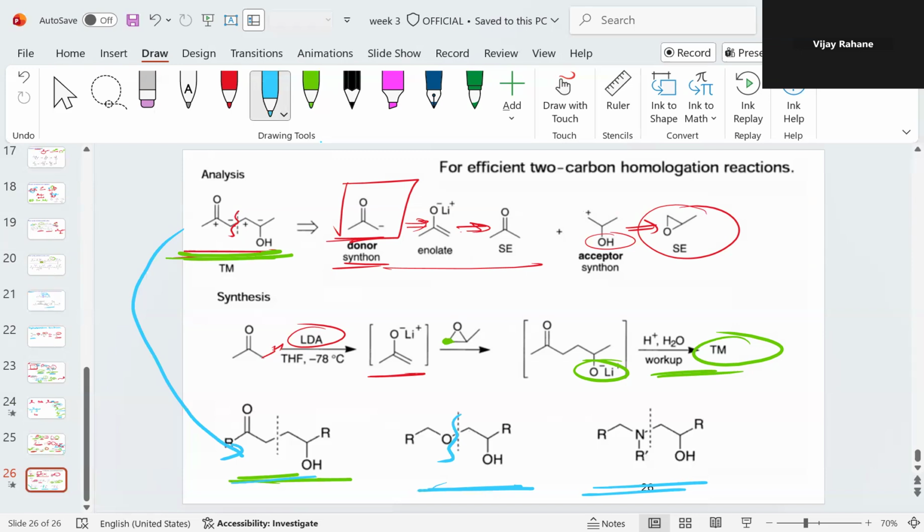If you have the secondary amine, we can do the epoxide addition in a similar manner. So this different type of target molecule we can achieve by this type of retrosynthetic analysis. So a similar route will be followed from this ring opening of this epoxide.